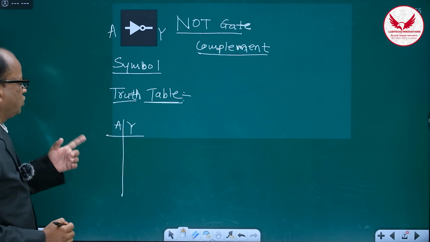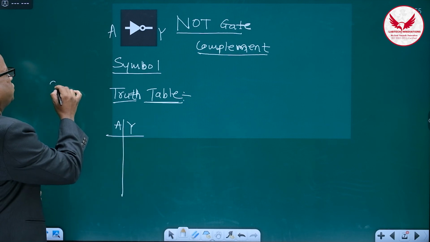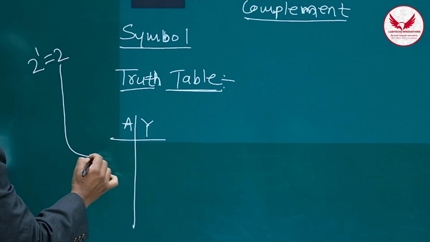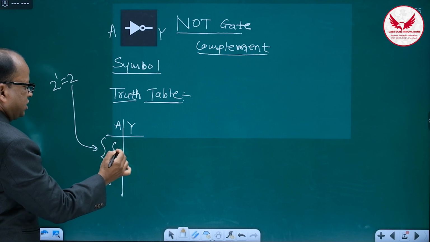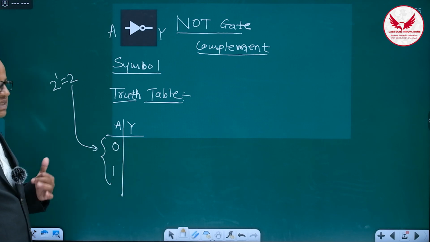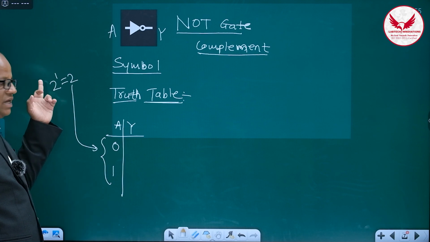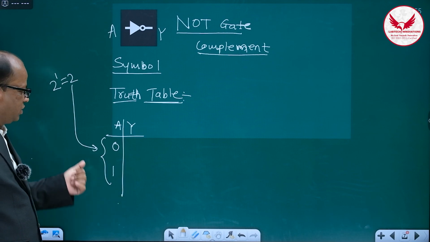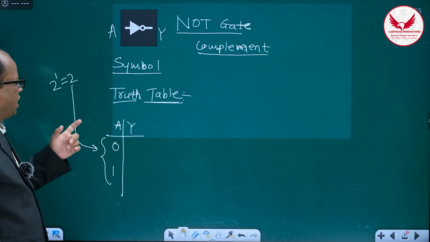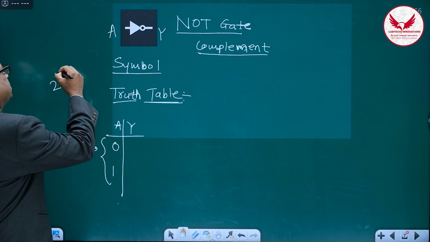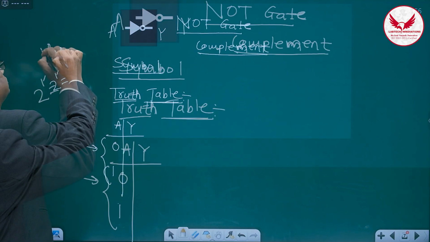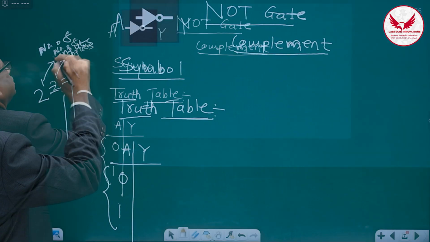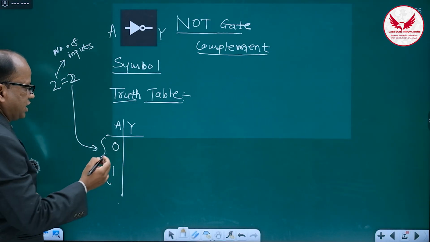So as I told earlier, 2 to the power n, in this case 2 to the power 1, comes to be only 2 combinations of input possible, and these are 0 and 1. In the previous case, as 2 to the power 2 was there, the value was 4 and the combinations were 4. But in this case the combinations are 2, as only one input is there. So this is the number of inputs.